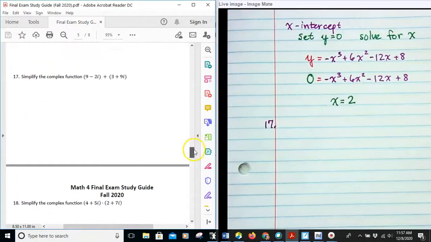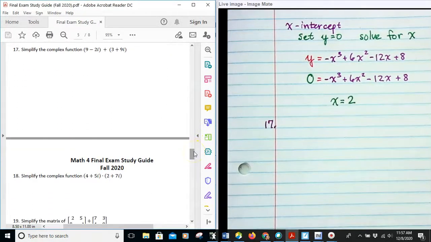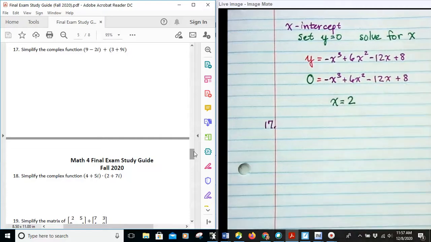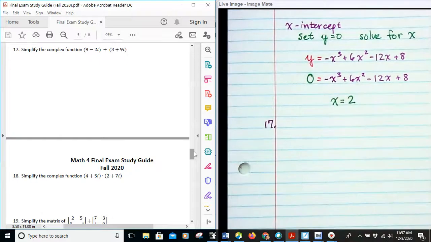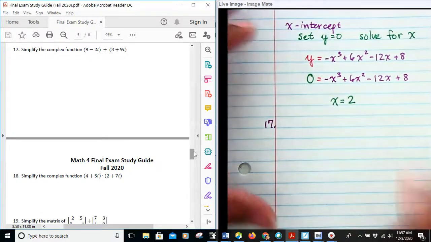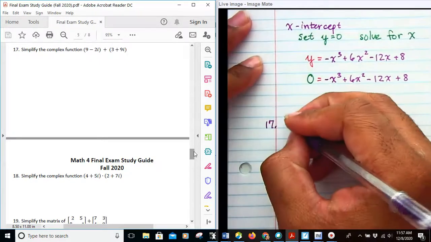All right, so 17, 17, 17, guys. We're almost done with this part. All right, so 17, 18, 19, and 20 deal with matrices and complex numbers. So all stuff that you will see on the ACT if you take that, if you haven't taken it already. So let's do this real quick.